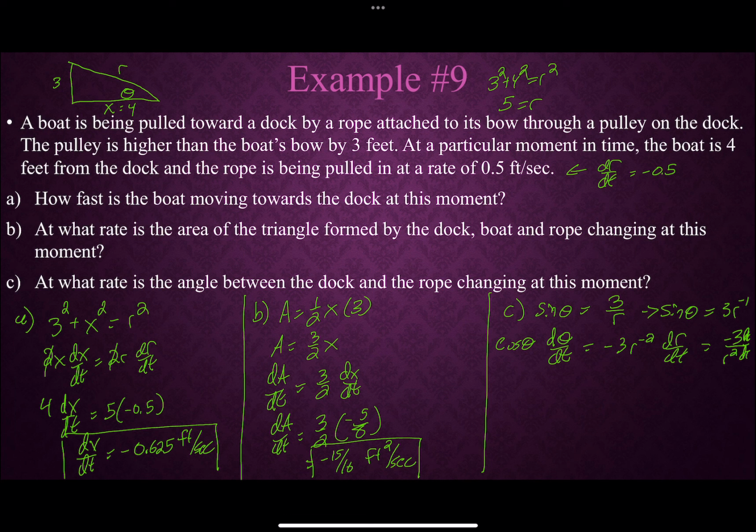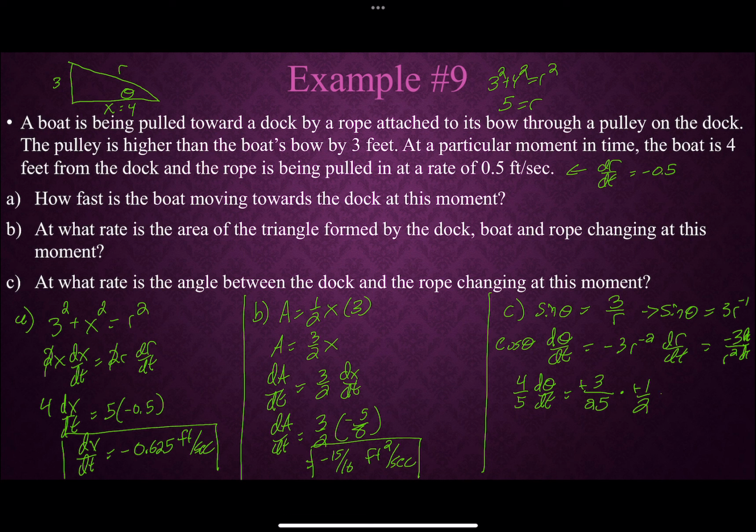Now, cosine theta, in this particular scenario, at this particular moment in time, we've got 3, 4, and 5 for the sides. Cosine is 4/5. So we have negative 3. r is 5, so it's over 5 squared, so it's a 25. And again, dr/dt is really a negative 1/2. We can think of it like that. So you'll find that the negatives are going to cancel each other out here, which is nice.